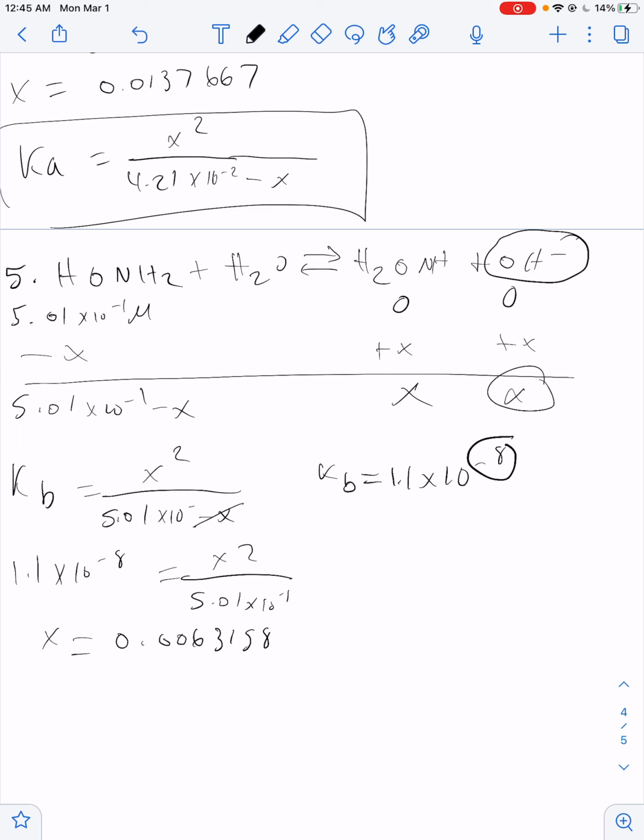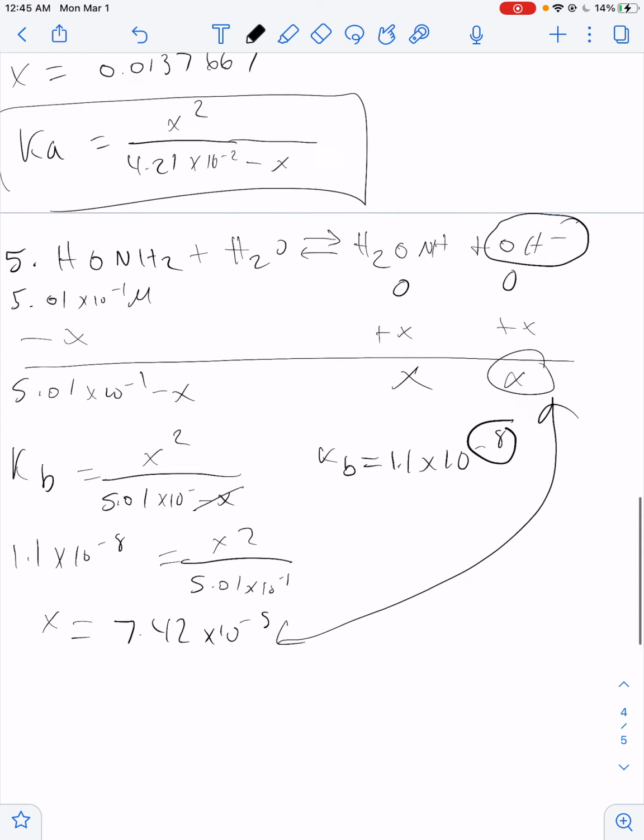Sorry. I was looking at the wrong question. This is not x. This is x, 7.42 times 10 to the negative 5. Okay, and x is concentration of OH minus. So there we go, done the first part.